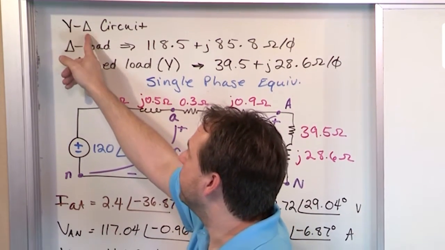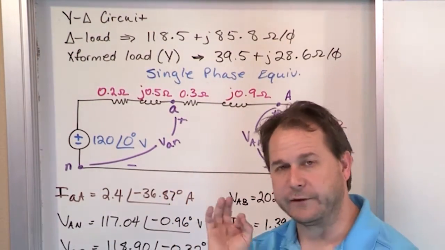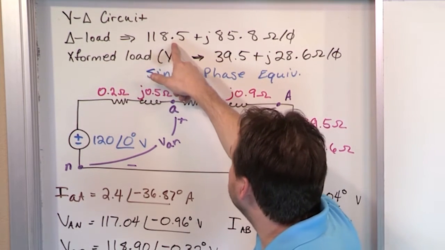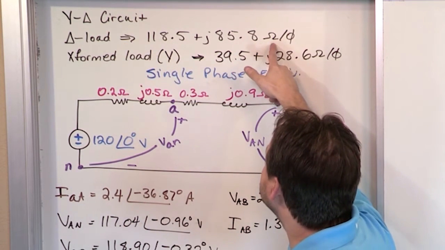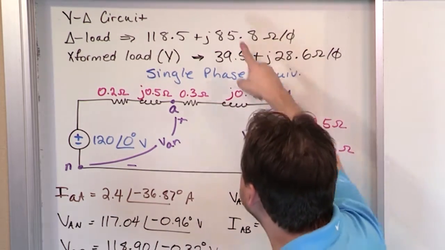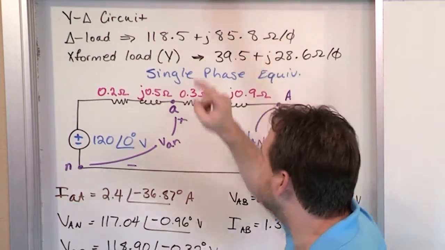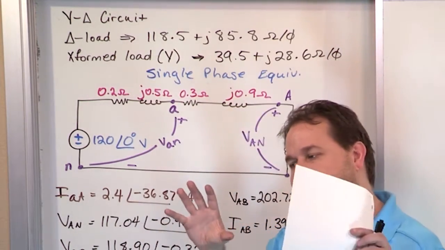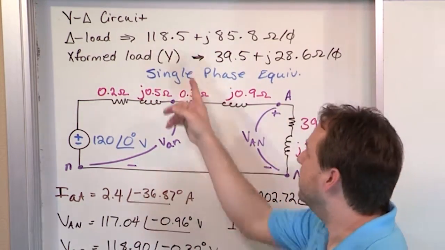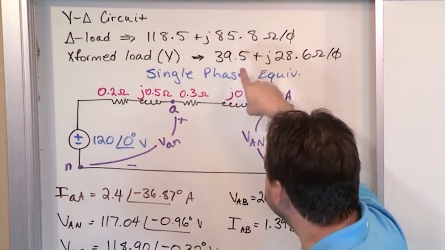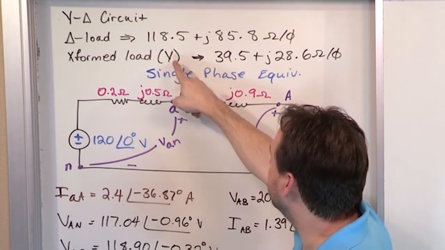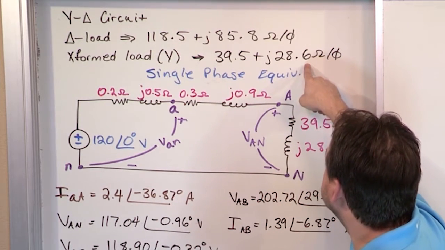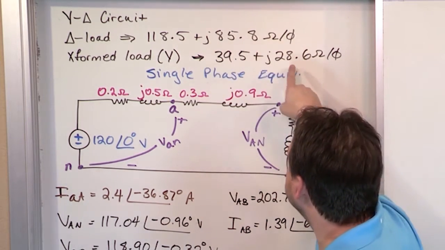First of all, it's a Y delta circuit, so Y source delta load, so this makes it a little different. It's a delta load circuit. And in the original problem statement, the delta load had this impedance, 118.5 plus j85.8 ohms per phase. So remember, delta loads are triangles, so this is the impedance in each leg of that triangle here. But then, in order to make that single phase equivalent circuit, remember we have to transform that delta load into an equivalent Y load. So we divide this by 3, and that gives us our transformed load in terms of a Y load. That comes out to 39.5, that's this divided by 3, and 28.6 for the imaginary part, that's this divided by 3. So just divided by 3, this gives us that guy.